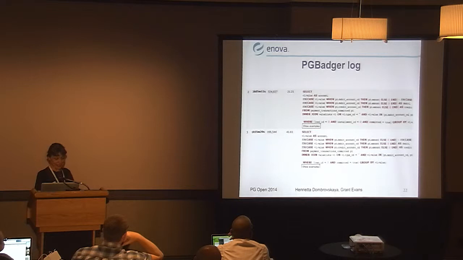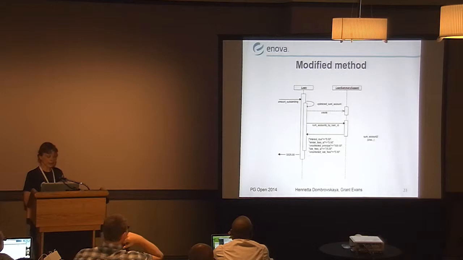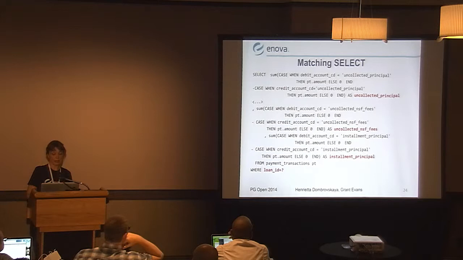So how we modify this method, it was very simple. Again, it's like a UML diagram. The only thing you can see now is that these multiple searches are gone, and instead of executing some account multiple times, we execute one optimized some account, which has this matching select. If you look at this, you'll see it's exactly the same select, nothing changes.